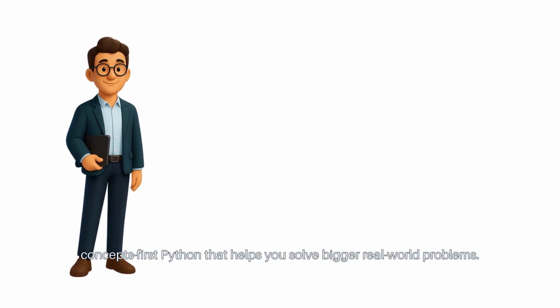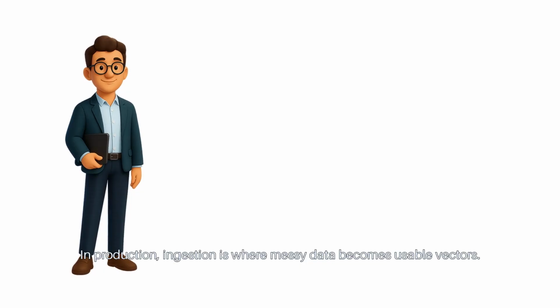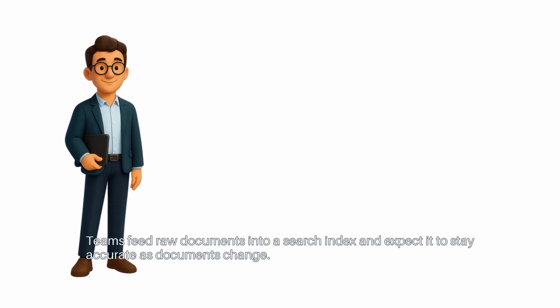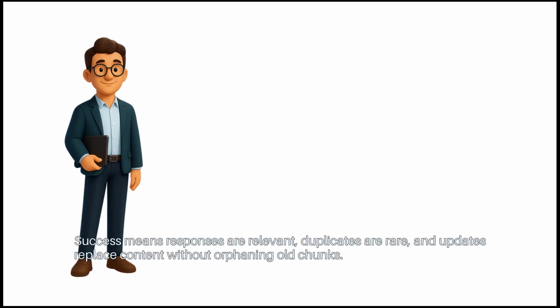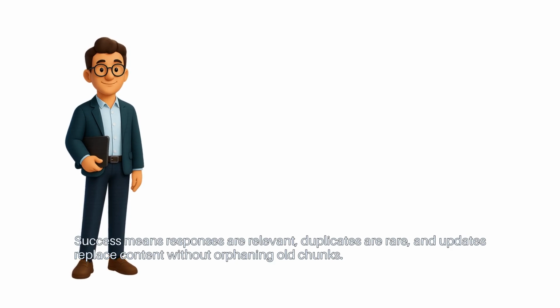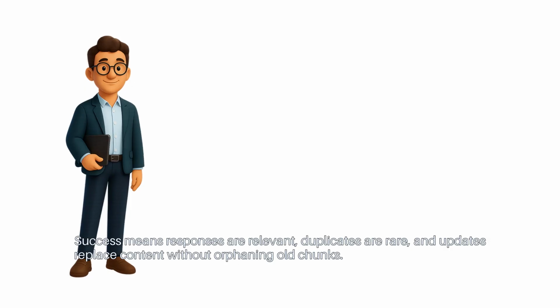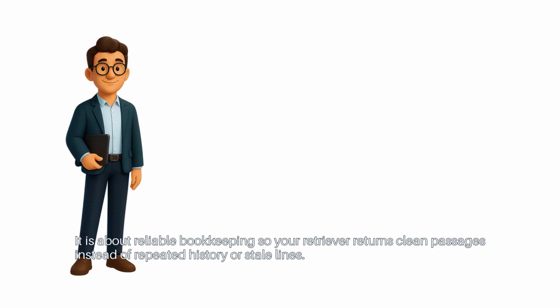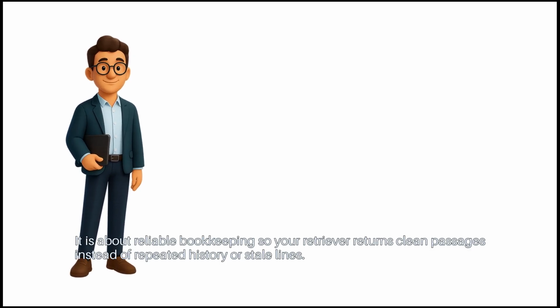In production, ingestion is where messy data becomes usable vectors. Teams feed raw documents into a search index and expect it to stay accurate as documents change. Success means responses are relevant, duplicates are rare, and updates replace content without orphaning old chunks. This pipeline is not about fancy models. It is about reliable bookkeeping so your retriever returns clean passages instead of repeated history or stale lines.